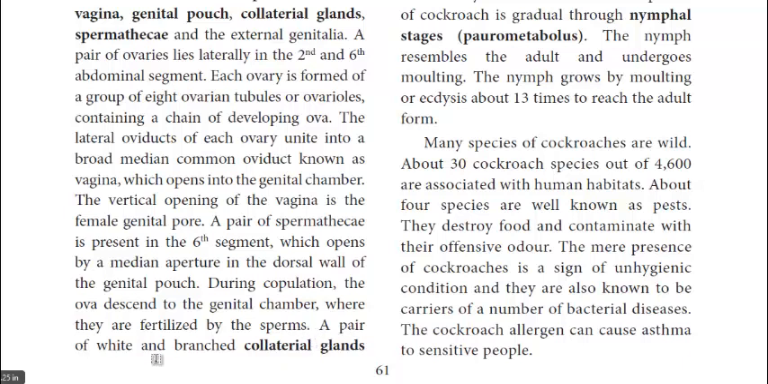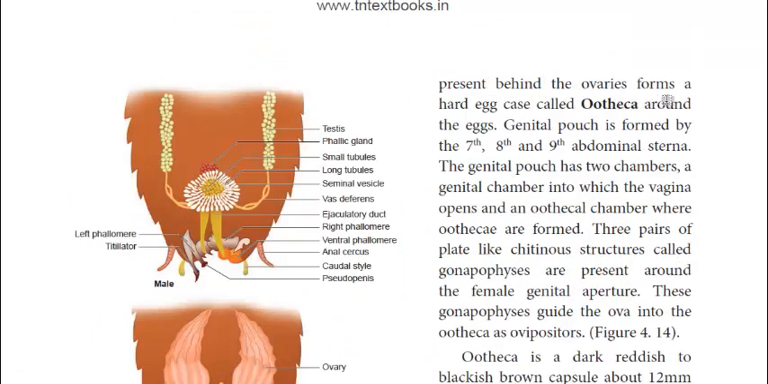A pair of white and branched collateral glands is present behind the ovaries, and forms a hard egg case called ootheca. In the collateral gland, the ootheca forms around the eggs like a case. The ootheca is around the eggs, many eggs, not a single egg, many eggs.